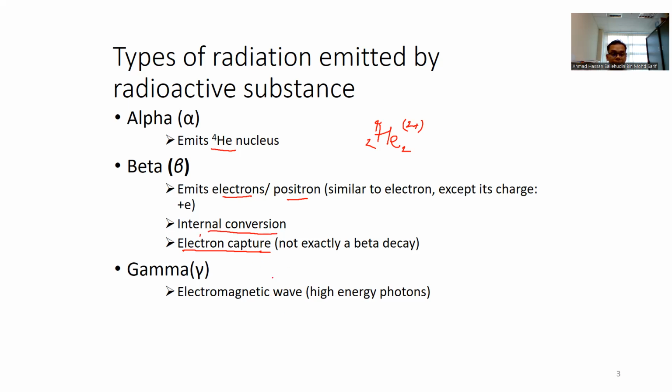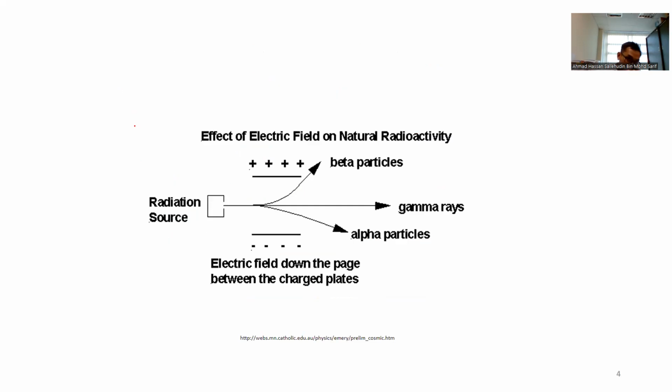And then finally, gamma decay. Gamma decay, I think, is the simplest decay mode compared to alpha or beta decay. And the nature of the emitted radiation can be distinguished by this figure.